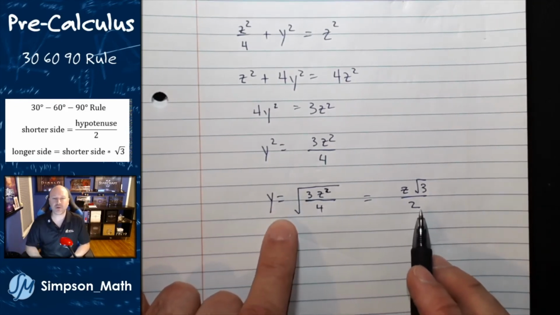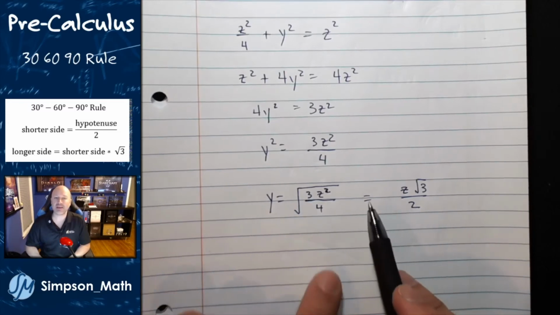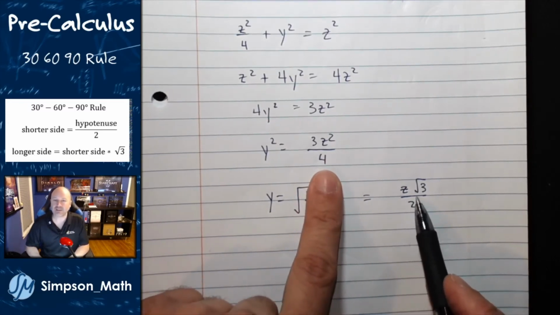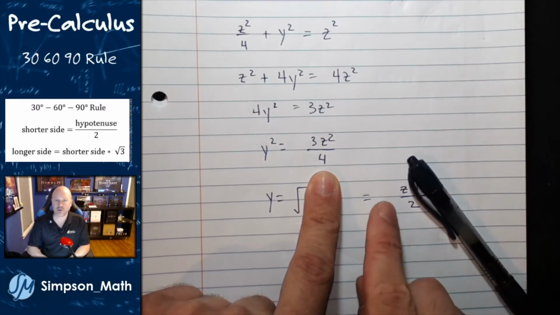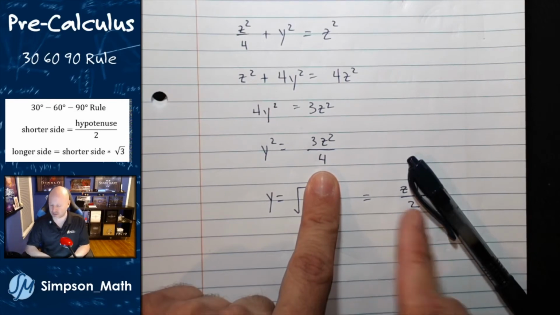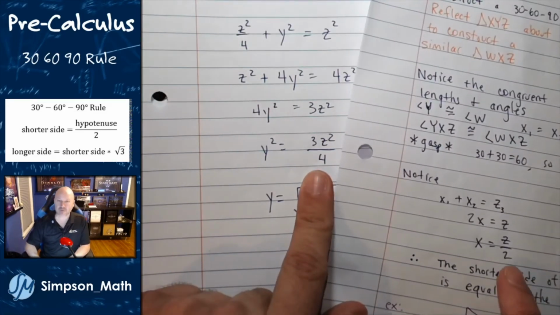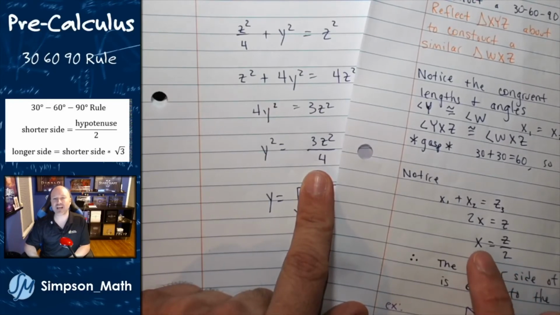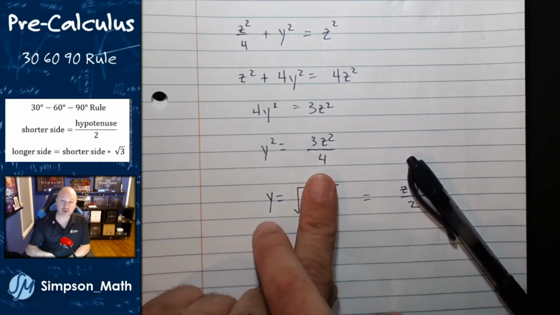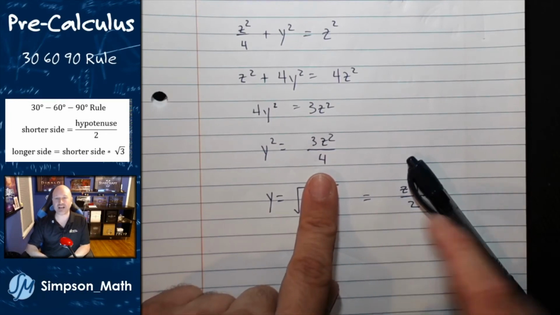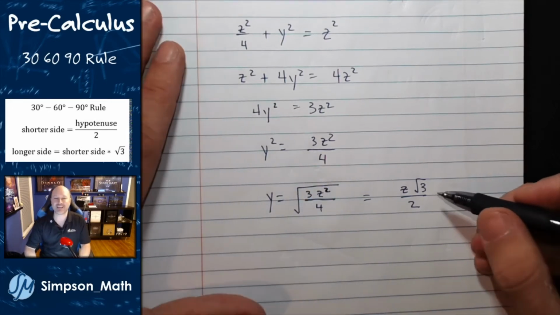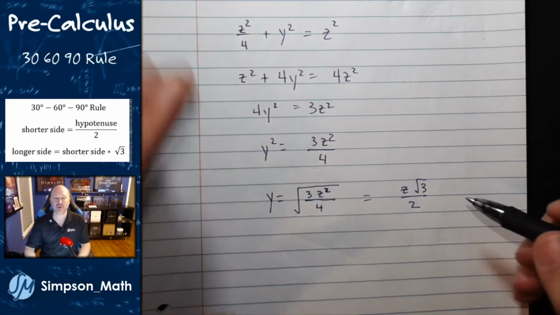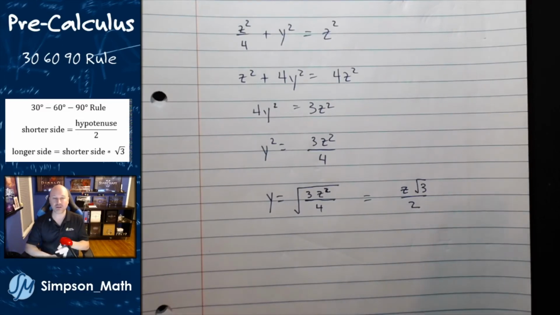All right, this is a pretty cool relationship. y is equal to z times the square root of 3 over 2. Or, what was z over 2 previously? z over 2 is that shorter side length. So the longer side length is just the shorter side length being multiplied by the square root of 3. Nice. Okay, so I now have a relationship for the short side length, the long side length, and the hypotenuse of a 30, 60, 90 triangle.